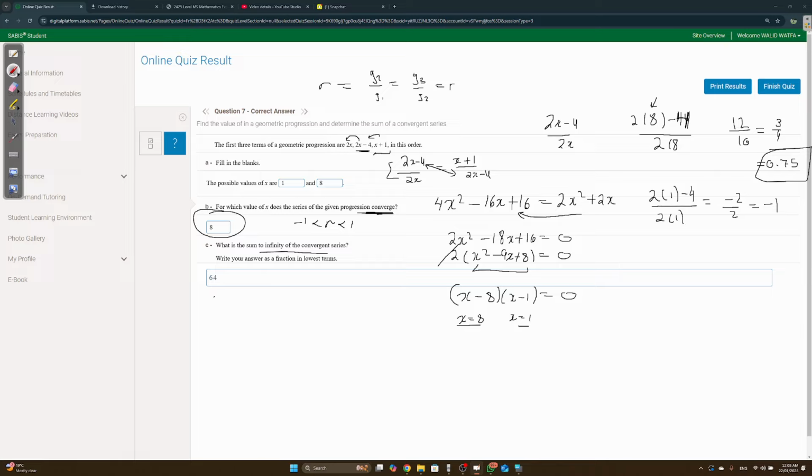What's the sum to infinity of the convergent series? Now we want to find the sum to infinity. You know, the sum to infinity is equal to g1 over 1 minus r. Just 1 minus r, sorry, no power. g1 is 2x. We're talking about x being 8, right? So 2 times 8 is g1, over 1 minus r, so 1 minus 0.75. You're going to get 64.